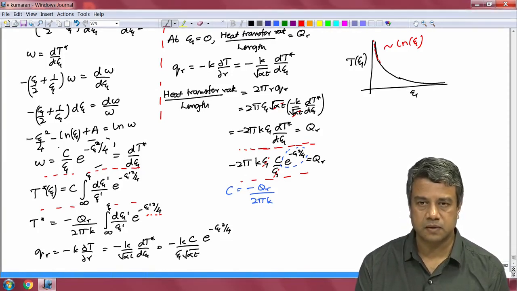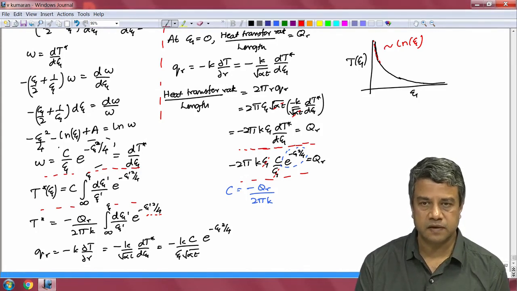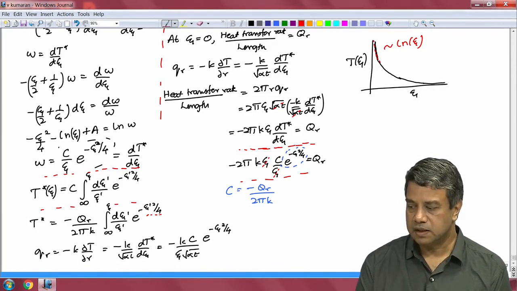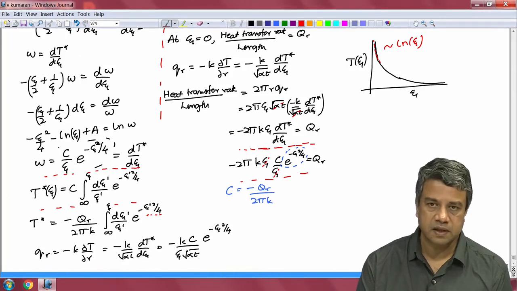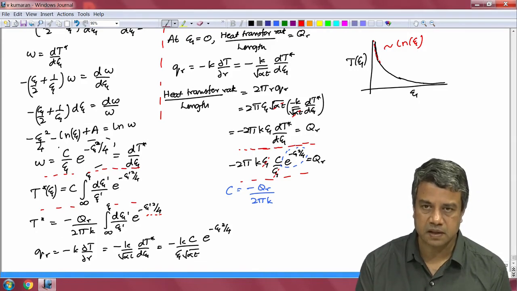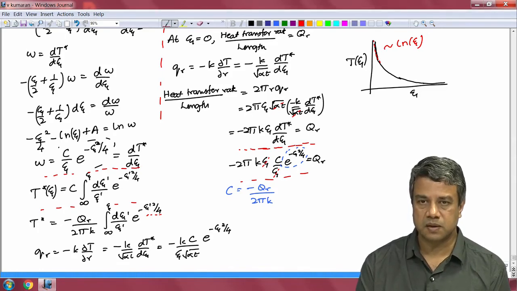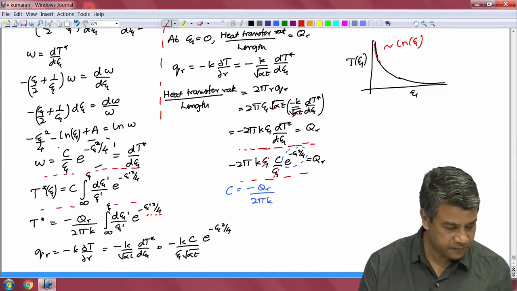In cylindrical coordinates, since the wire is of infinitesimal thickness at the axis, it is of infinitesimal diameter at the axis, it is effectively a delta function source in 2 dimensions. Therefore, the temperature goes to infinity, the flux goes to infinity in such a way that the total heat transfer rate per unit length remains finite. So, that is the solution in 2 dimensions for the heat transfer from a wire.